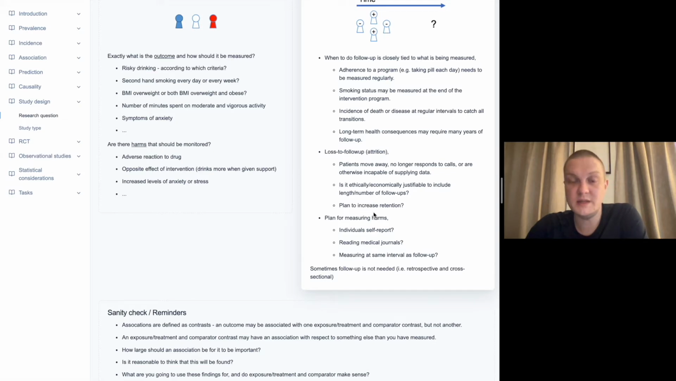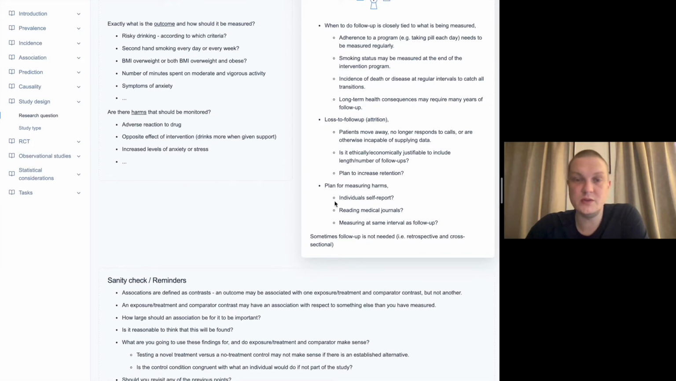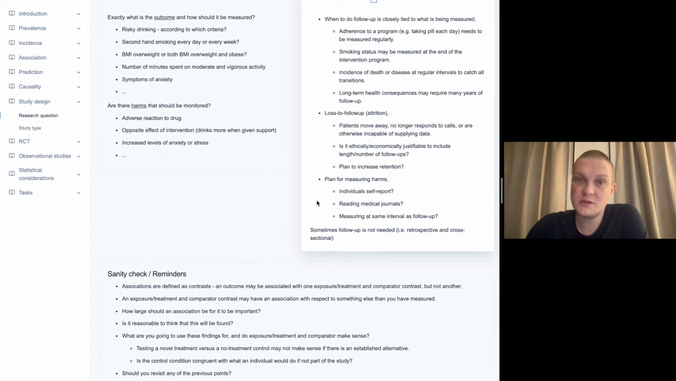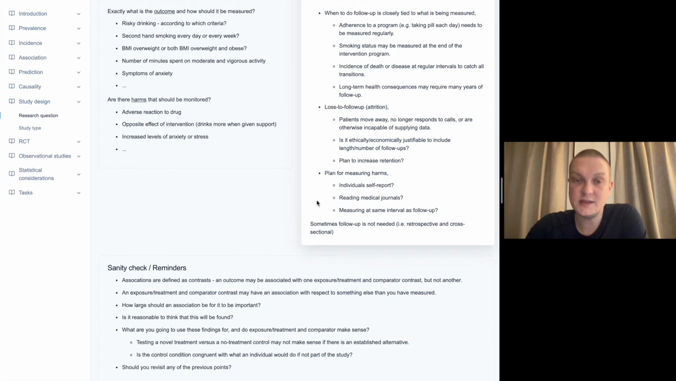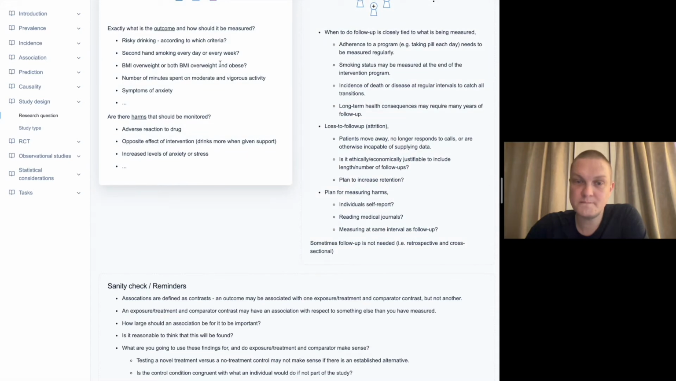This could be incentives or otherwise. And then how do you plan on measuring harms? Should individuals self-report any harms they experience? Should you be reading medical journals to follow up if there are any adverse events? Should these be measured at the same interval as follow-up, or is there a different interval? Should these be measured at the same interval as the primary outcome?